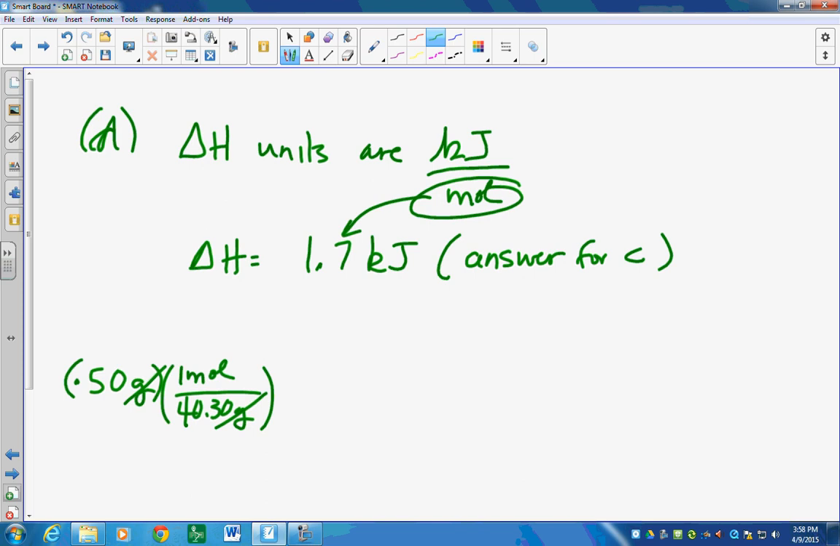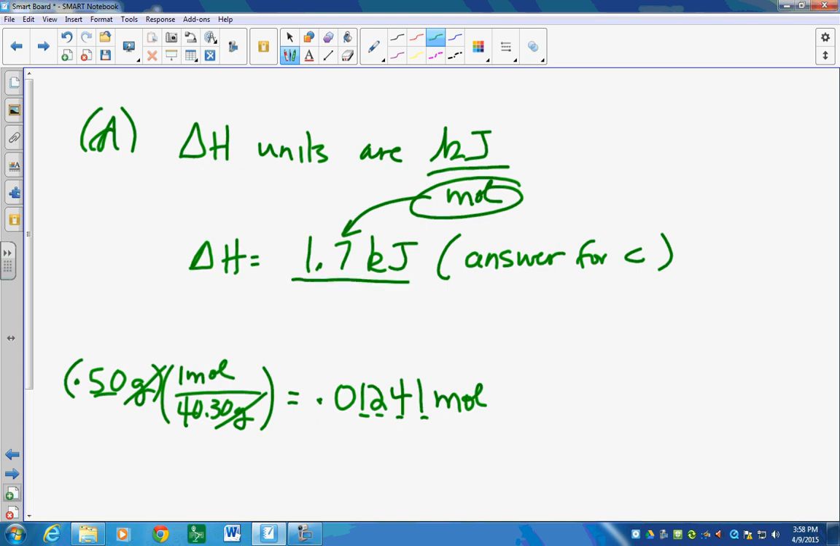So I do this on my calculator. 0.5 divided by 24.30. And when I do this, I get 0.01241 moles. This has 4 sig figs. This has 2. On your intermediates, keep 2 more than you can keep in your final answer, because then you won't have rounding error. And now we're almost done.